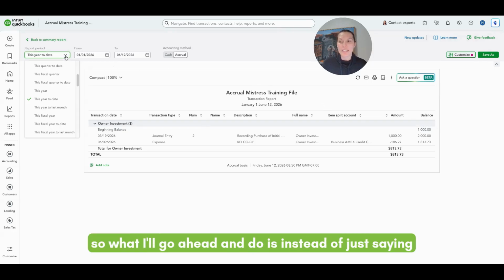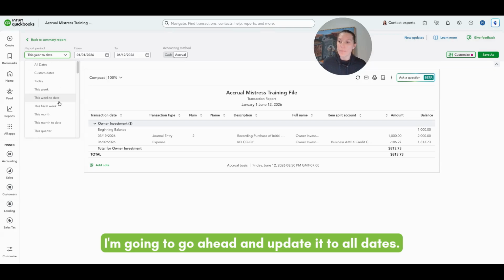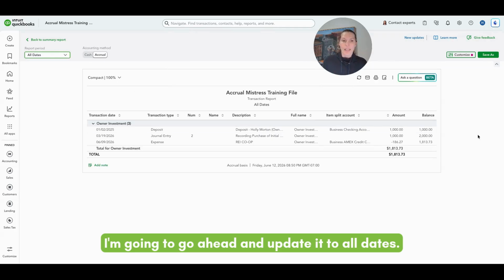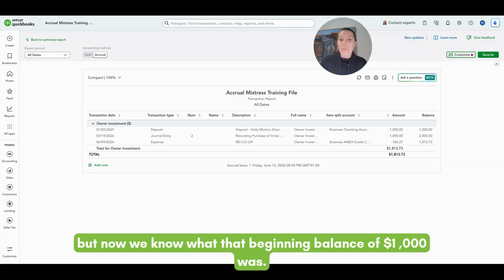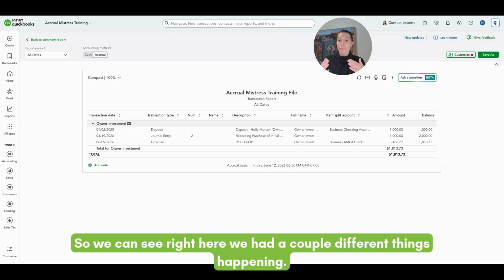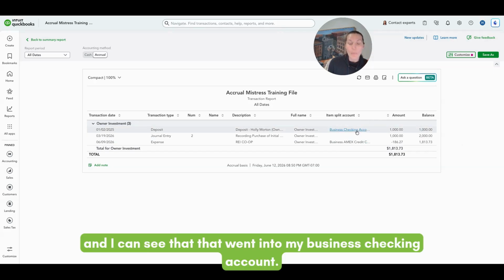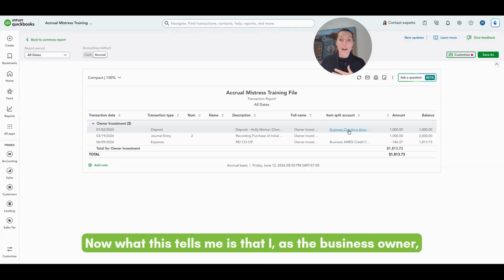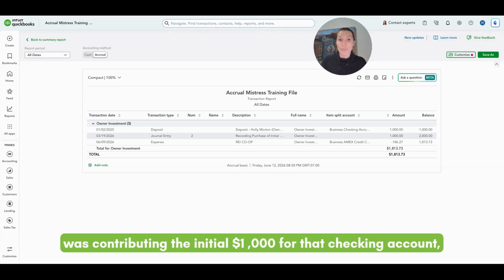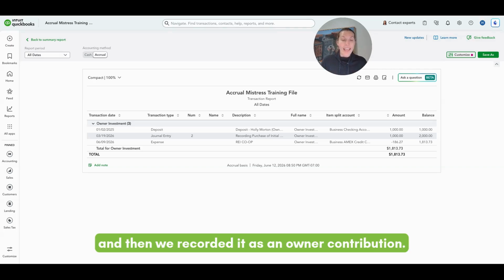So what I'll go ahead and do is, instead of just saying this year to date, I'm going to go ahead and update it to all dates. Now, we only ended up with one extra transaction, but now we know what that beginning balance of $1,000 was. So we can see right here, we had a couple different things happening. We had a $1,000 deposit, and I can see that that went into my business checking account. Now, what this tells me is that I, as the business owner, was contributing the initial $1,000 for that checking account. And then we recorded it as an owner contribution, so we see this equity account increasing in value.